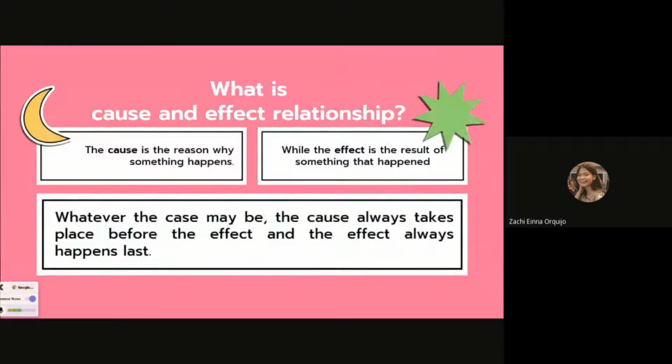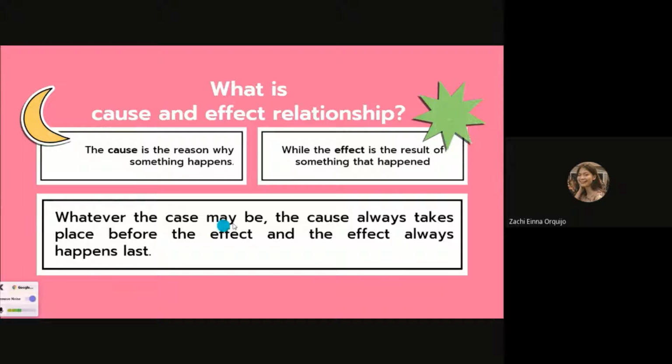So, what is cause and effect relationship? When we say cause, it is the reason why something happens. Ito yung isang bagay, bakit, or reason, or dahilan, bakit nangyari yung isang bagay. At yung effect naman, it is the result of something that happened. So, ito yung resulta or ito yung bunga ng isang bagay. So, sila po ay laging magkasama, cause and effect.